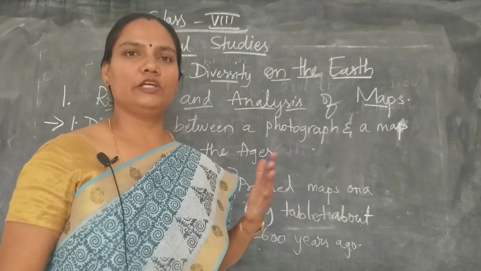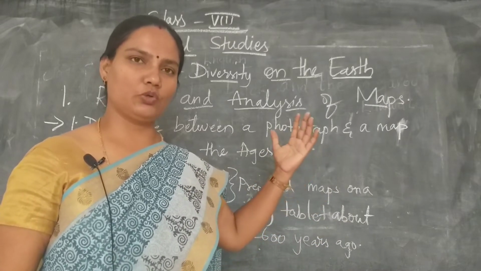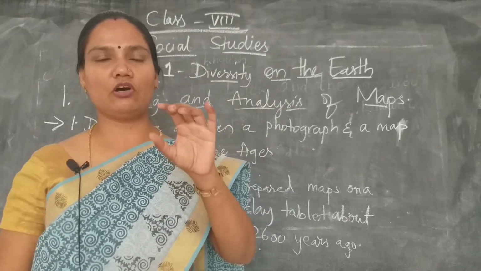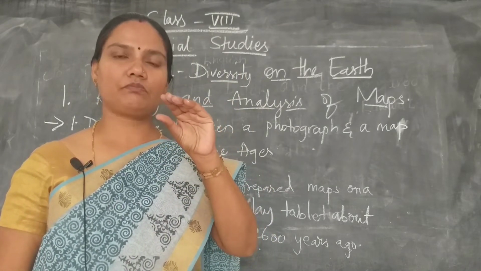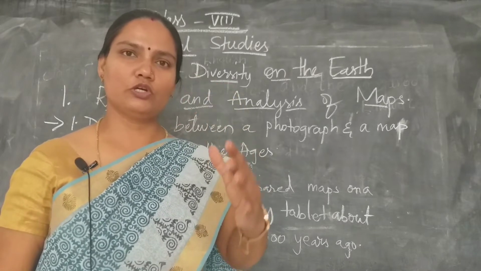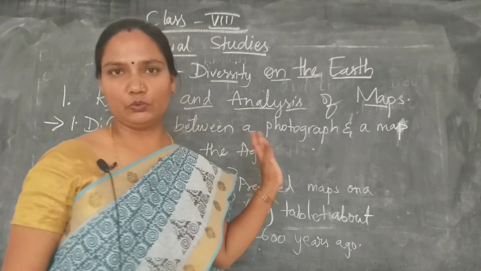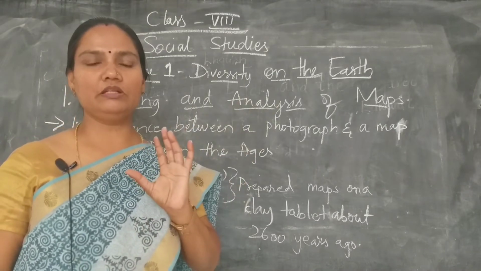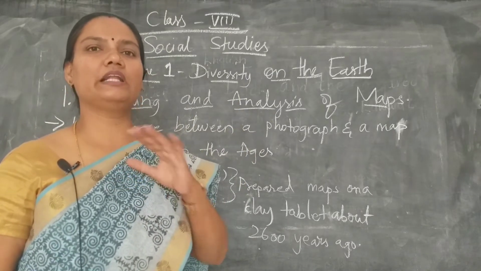Right, children? So in this way, you can show maps with accurate figures or with the exact concept which you wanted to show. But a photograph can't do that. It will show everything, whatever is available there, and there won't be clarity.